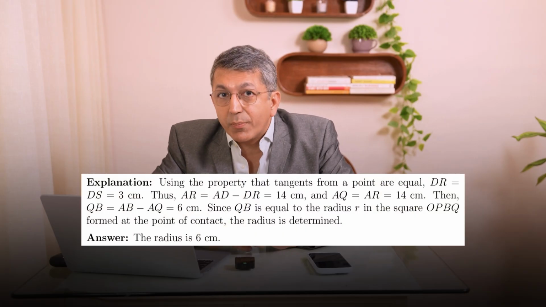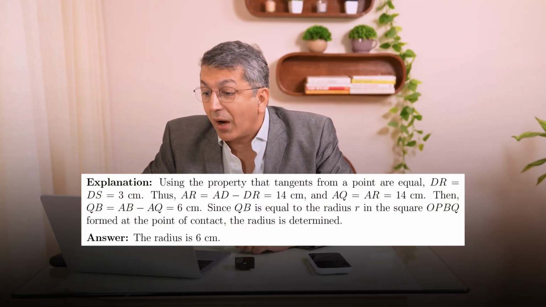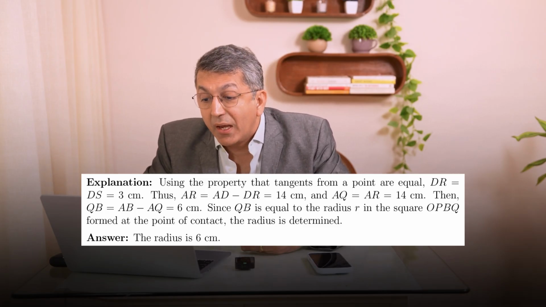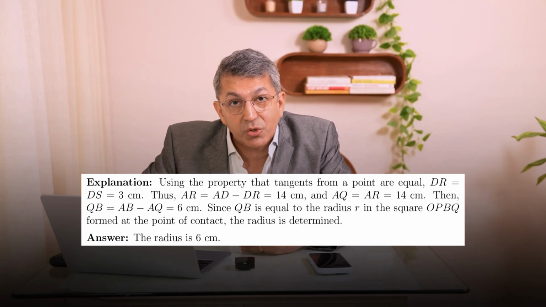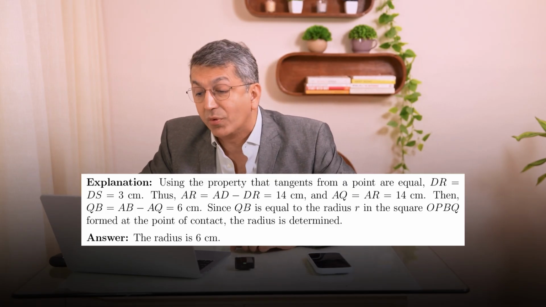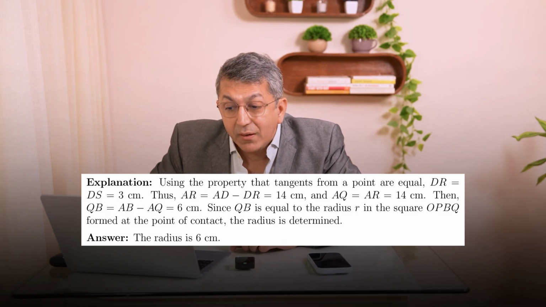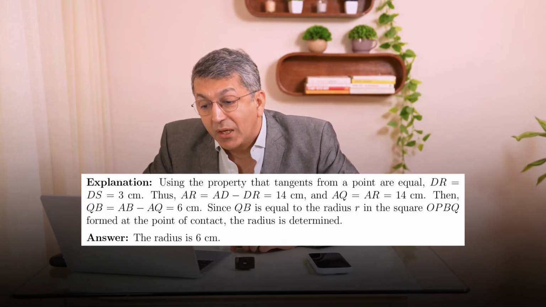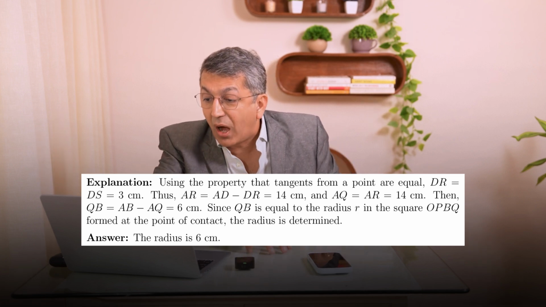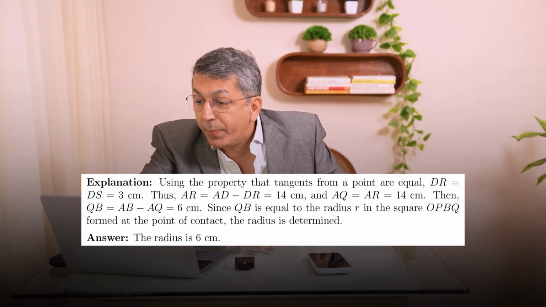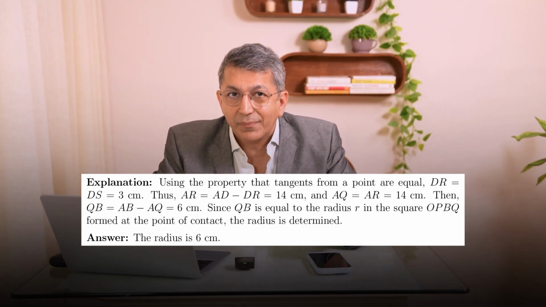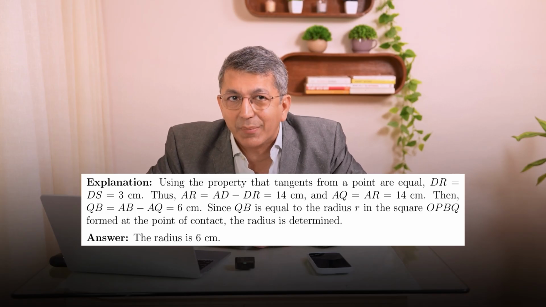Explanation: using the properties that tangents from a point are equal, DR is equal to DS is equal to 3 centimeters. Thus, AR is equal to AD minus DR, which is equal to 14 centimeters. And AQ is equal to AR is equal to 14 centimeters. And then QB is equal to AB minus AQ is equal to 6 centimeters. Since QB is equal to the radius r in the square OPBQ formed at the point of contact, the radius is determined. Answer: the radius is 6 centimeters.